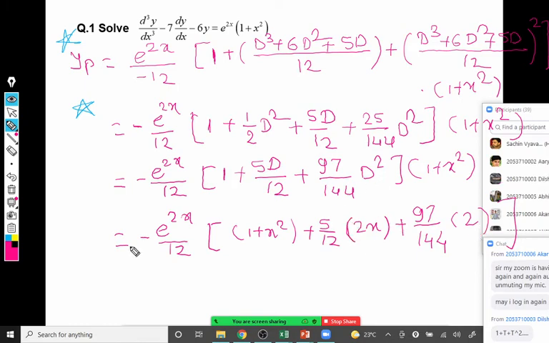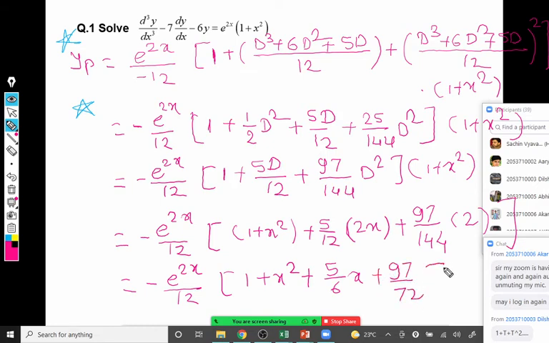Okay, no issue. And here is the last step: minus e raised to 2x upon 12. One more step, we have to do the simplification first. So it is 1 plus x square plus 5 by 6 x plus 97 by 72. Now you just have to add this constant, 97 by 72 plus 1, and that will be the final answer, or you can keep this as the final answer. So that is about YP. A little lengthy, but if you go step by step, you will not make any mistake.